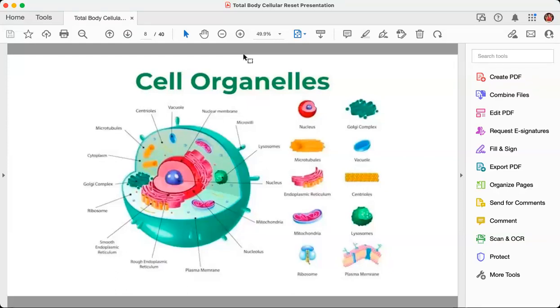So these are the cell organelles. There's the nucleus, the Golgi complex, microtubules, vacuoles, endoplasmic reticulum, centrioles, mitochondria, lysosomes, ribosomes, and the plasma membrane, amongst many other things that are inside the cell. So we're going to be going over each of these very briefly, at a high level. If you have any questions at the end, feel free to ask me, but I just wanted to go through this really quick so that we understand the basic biology of the cell, so that when we get into the cell receptors and the essential oil protocol to reset the cell receptors, you'll understand why we're doing that and how it affects the cell.